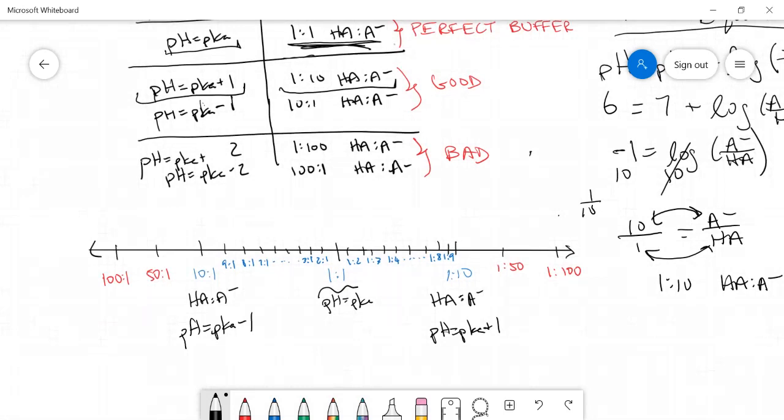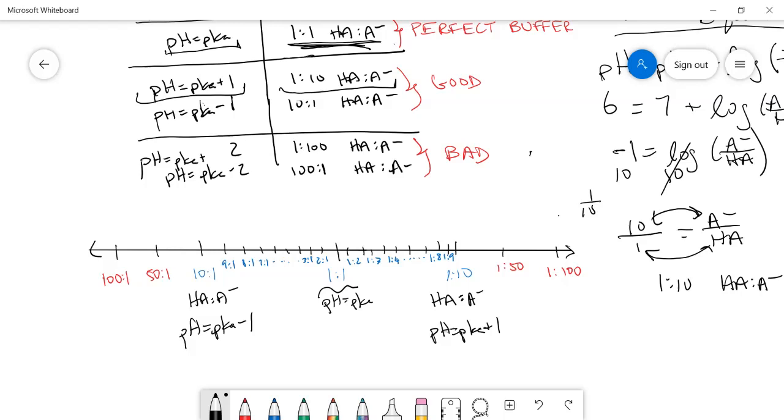So as long as you're between a 10 to 1 and a 1 to 10 ratio, meaning 9 to 1, 8 to 1, 7 to 1, all the way to the other side, 1 to 2, 1 to 3, 1 to 4, all the way to 1 to 10, you're going to have a good buffer. As soon as you get 1 to 11 or 1 to 12, anything over that 1 to 10 ratio, you're outside of your good buffering region, and you are no longer going to have a good buffer.